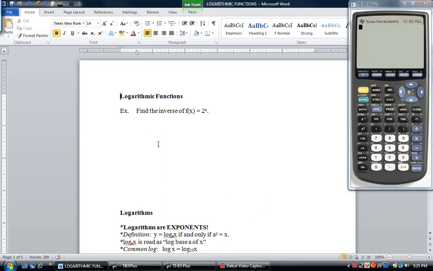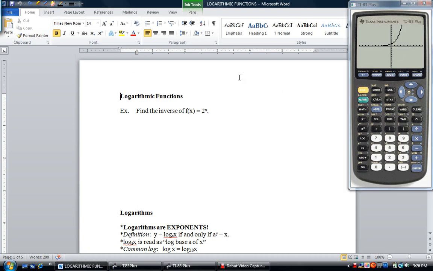Logarithmic functions. First off, let's start with this example. Find the inverse of f of x equals 2 to the x. Now, before we can do that, we have to type in 2 to the x to make sure it passes the horizontal line test. And the horizontal line test is if you draw a horizontal line anywhere through the graph, if it goes through it only once, then it does have an inverse.